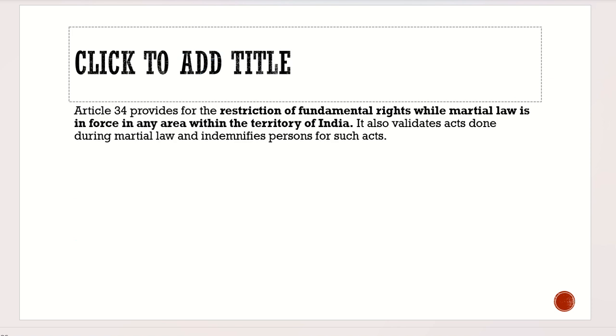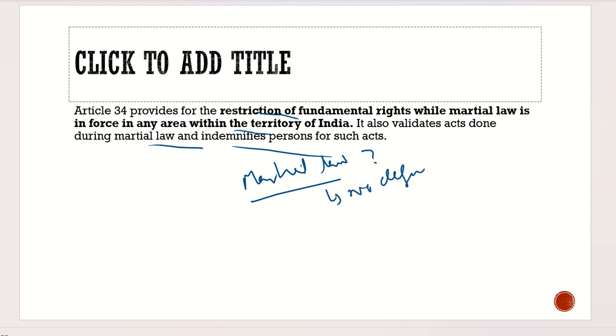Now let's move to article 34. Article 34 provides for the restriction of fundamental rights while martial law is in force in any area within the territory of India. It also validates acts done during the martial law and indemnifies persons for such acts. Now, this article 34 talks about martial law. But what is this martial law? Is it defined by the constitution? No, it is not defined by the constitution.